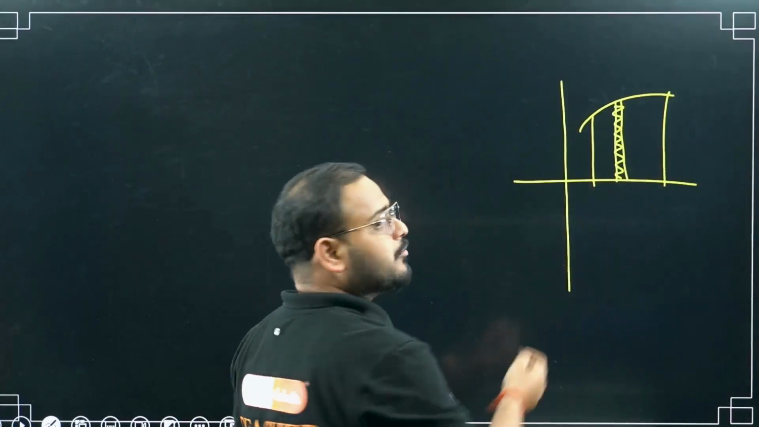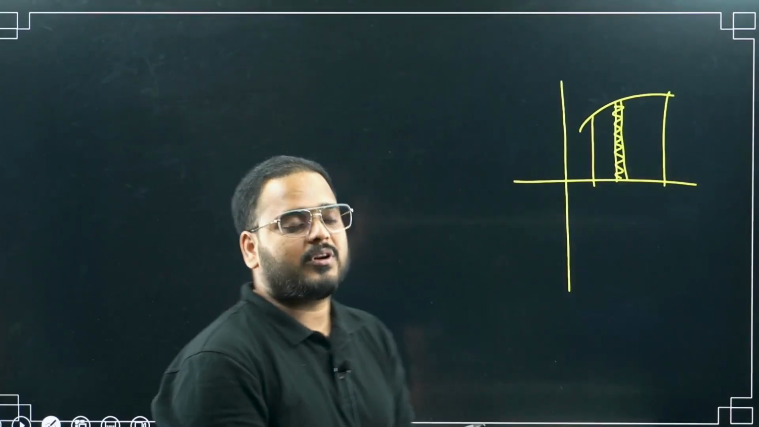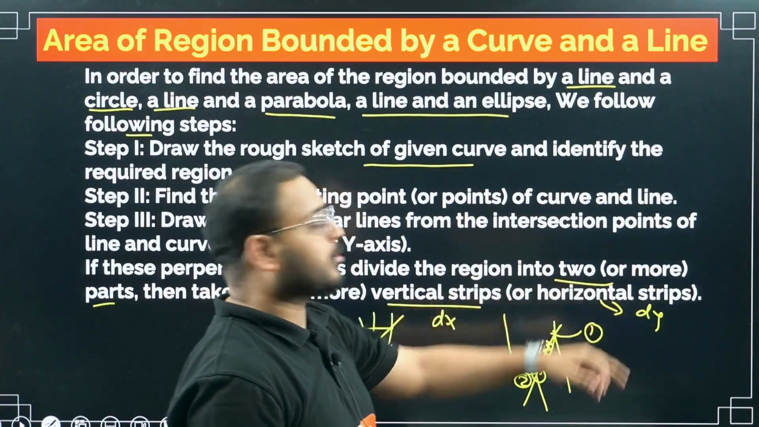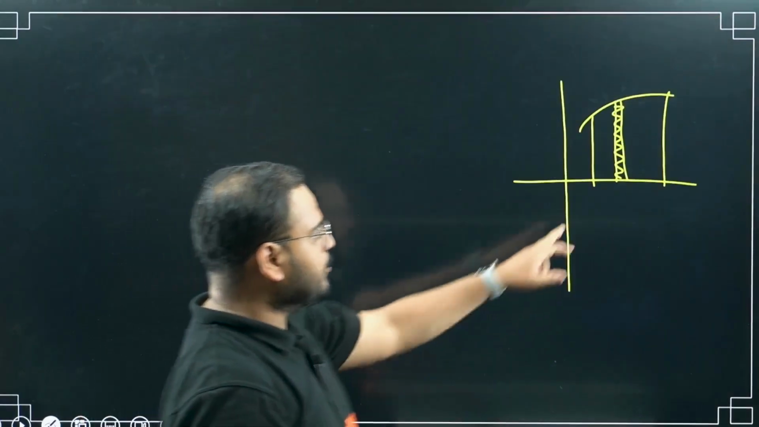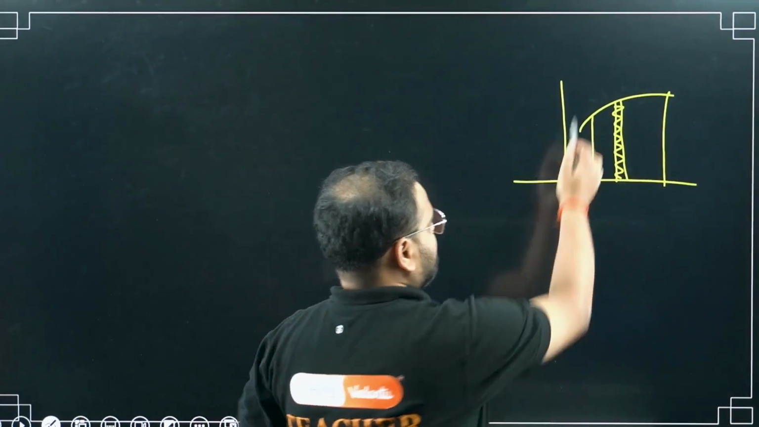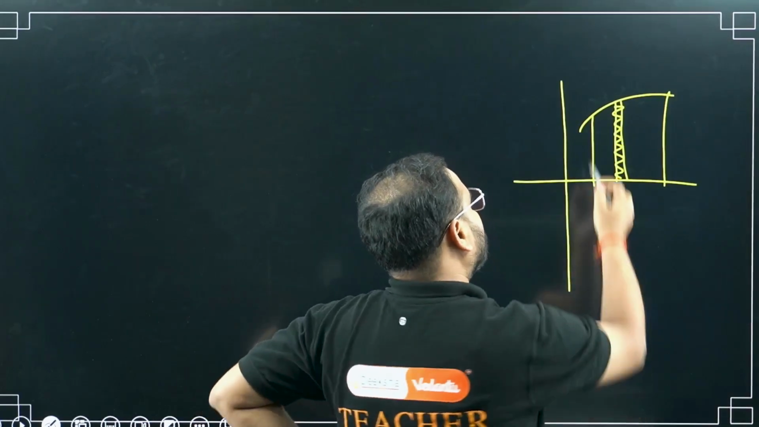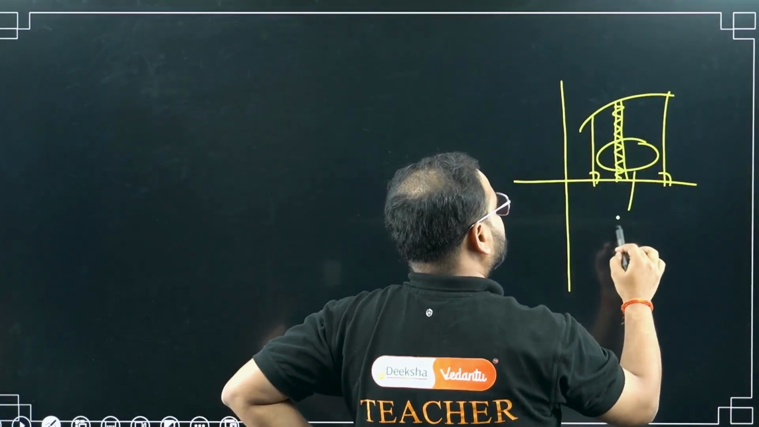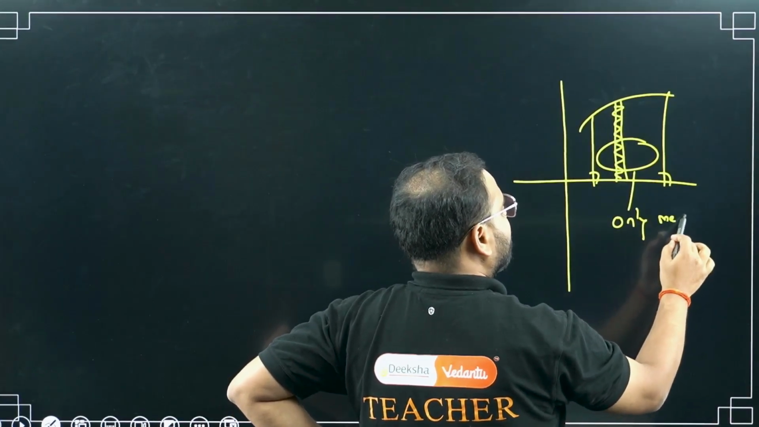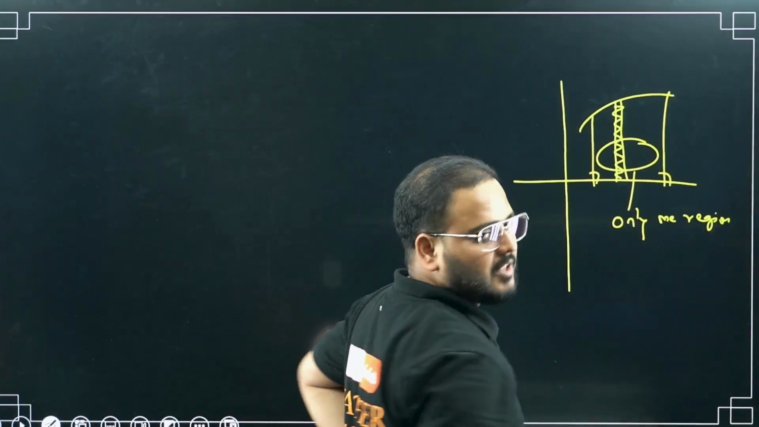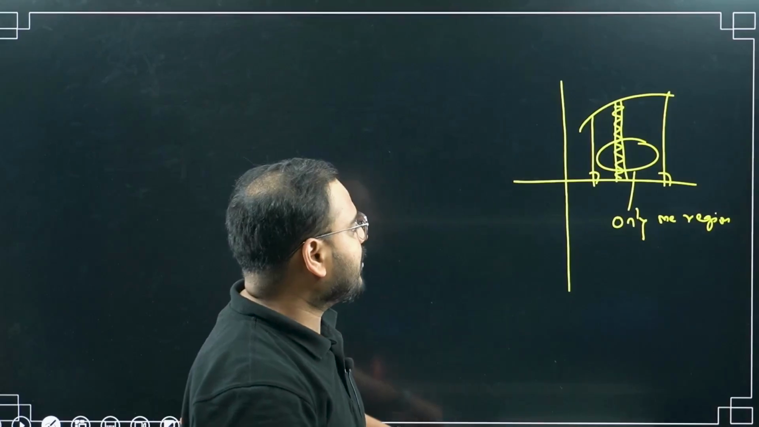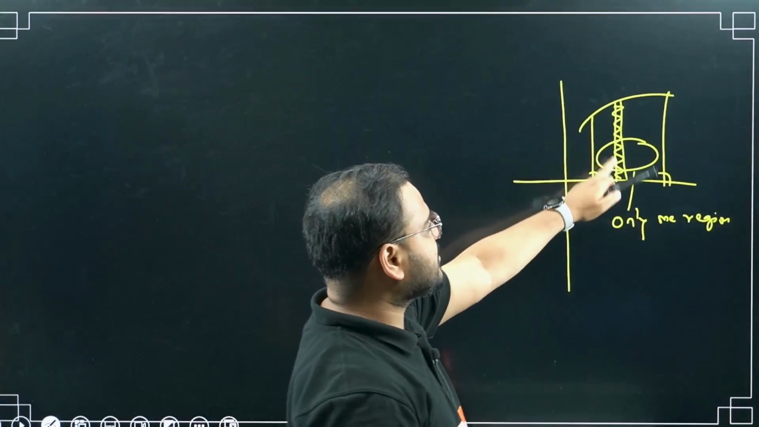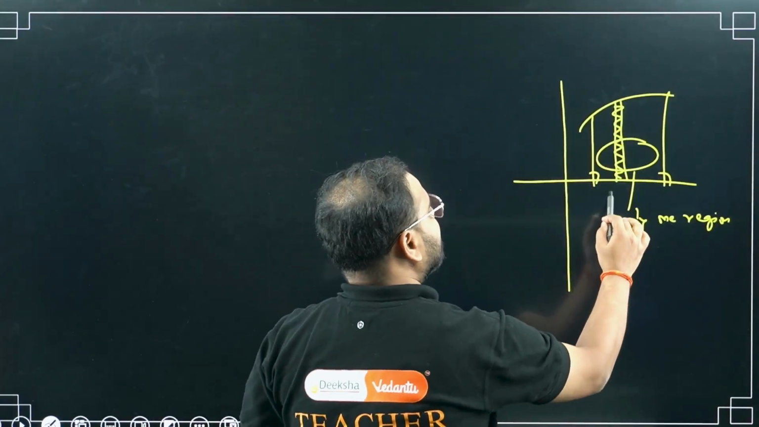If you get more than one region like this, then you'll have to take more than one vertical strip. Please have a look. If the perpendicular divides the region into 2 or more, check here. How many regions are there right now? These perpendicular lines you draw from the curve to the x-axis, how many regions has it given? This whole thing is only one region. If you have more than one, then you have to draw more than one strip and do the integration more than once. So this is the case where the strip is vertical, and we take this as dx.